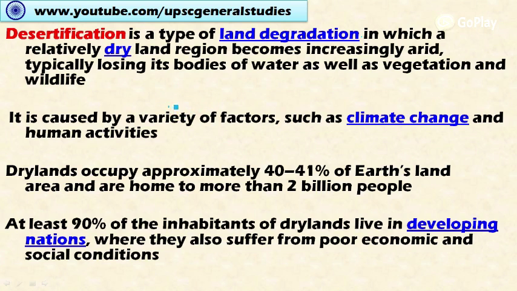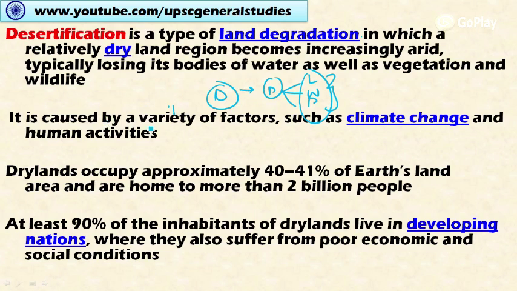Here, desertification means the dry land area has certain characteristics, including loss of vegetation, wildlife, and also water bodies. If these characteristics are seen in the dryland areas, it can be concluded that the area is prone to desertification. Desertification is caused by various factors such as climate change and human activities.